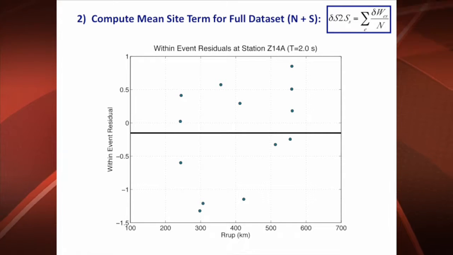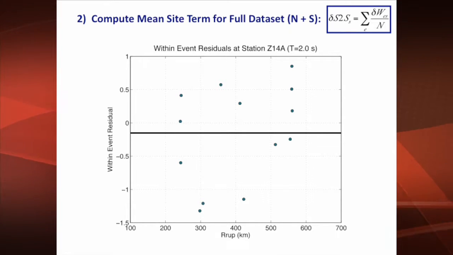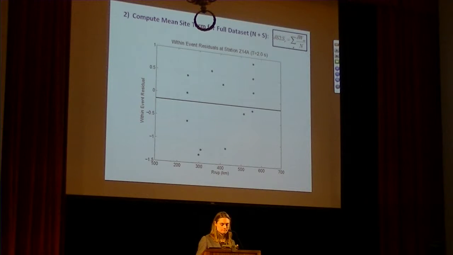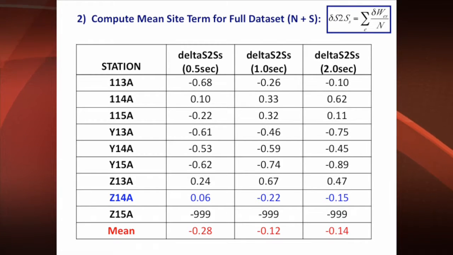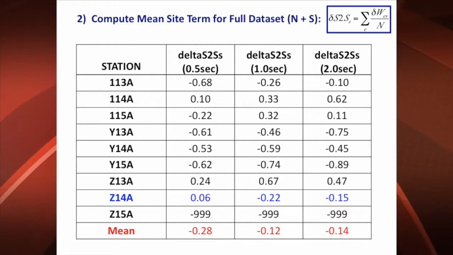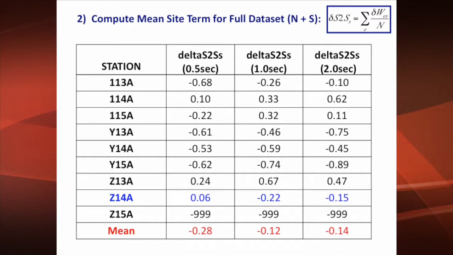Okay, so this was 0.5 seconds. And then this is 2 seconds. And this just shows our estimate of that delta S to S term for each of the 9 stations. The station in blue is that station near Palo Verde that I just showed. And then in red at the bottom is the mean then for each period. So the mean delta S to S term.